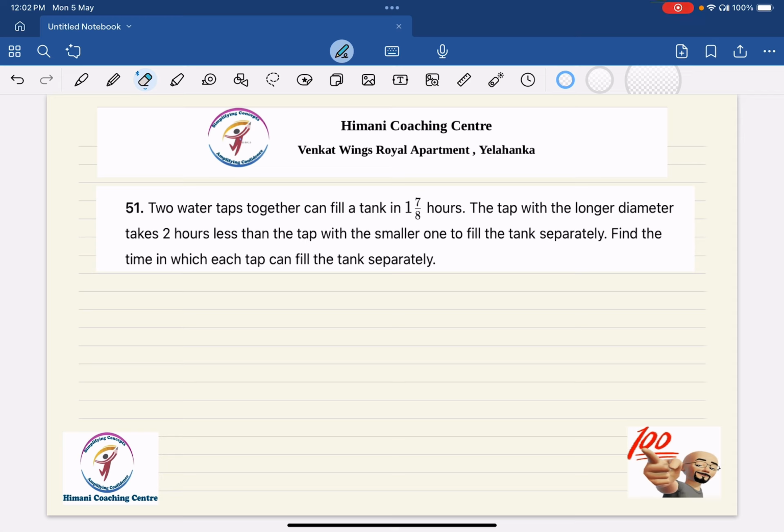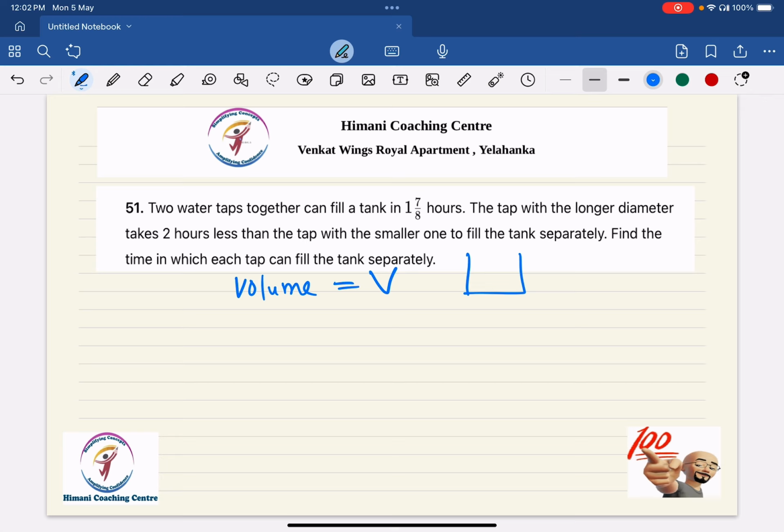It says two water taps together can fill a tank in 7 by 8 hours. The tap with the longer diameter takes 2 hours less than the tap with the smaller one to fill the tank separately. Find the time in which each tap can fill the tank separately. Now in these questions, let us assume the volume of the tank be V. Okay, so let us say this is a tank whose volume is V.